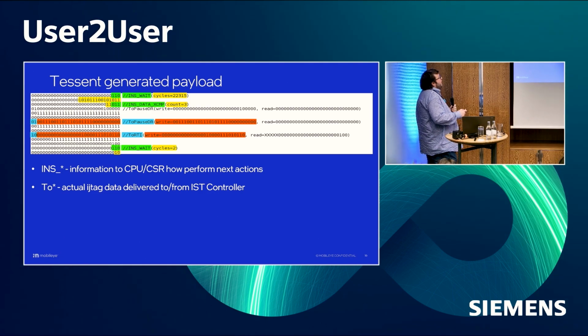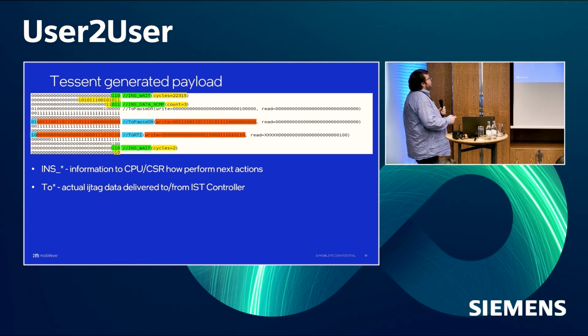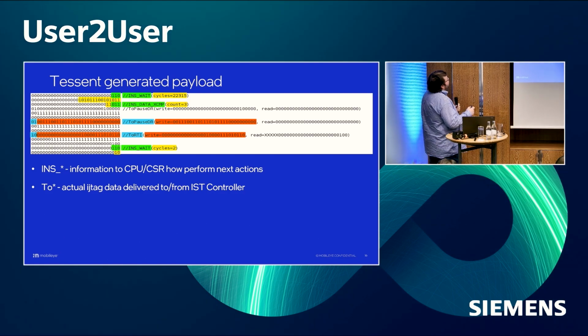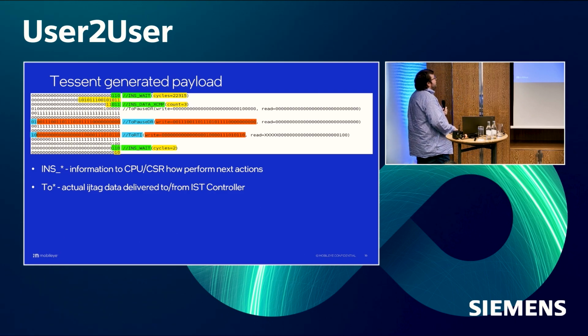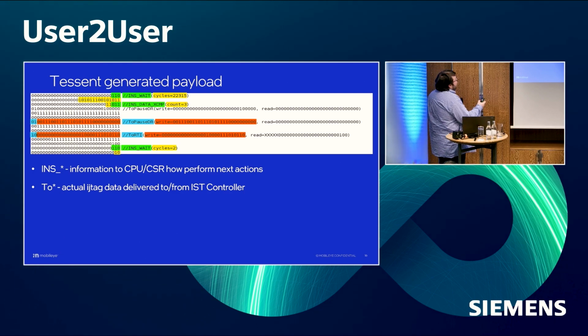And then at the bottom, we can see two example IJTAG instructions. So this is actually the data that needs to be delivered to the IST controller. Marked in blue, we can see the opcode 01, and then the write data that needs to arrive at the IST controller. In the second line, we can see the masking value. So basically, we want to mask out the two most significant bits and compare all the rest. And the third line is the actual expected data that will be coming from the IST controller, and we can compare. So this is what you get from Tessent.